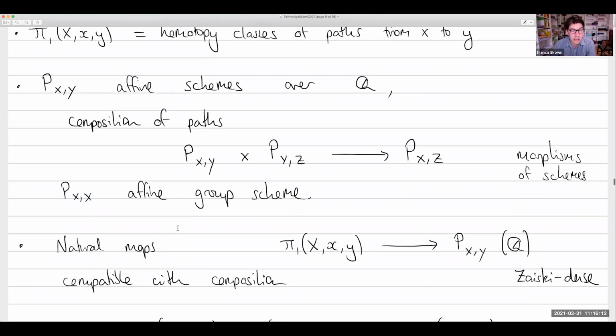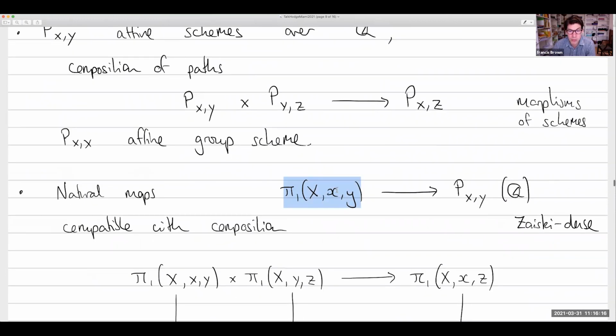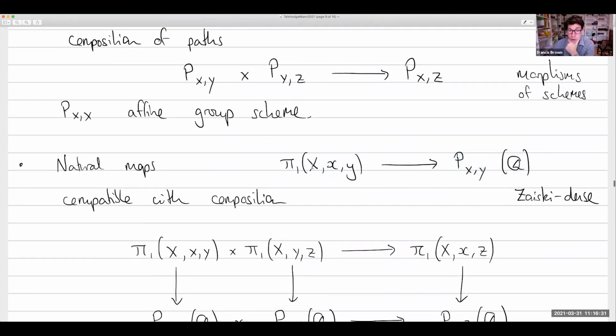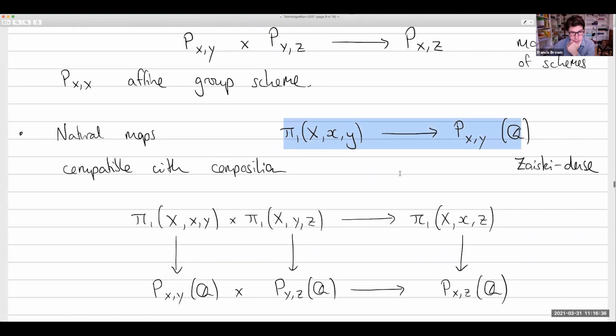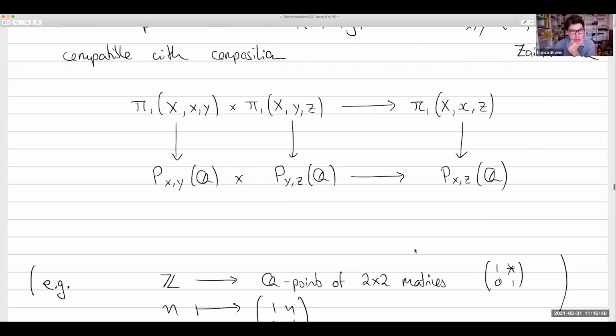So how is it related to the fundamental groupoid? Well, there are natural maps from homotopy classes of paths into the rational points of these schemes, and they are Zariski dense. So think of P_{x,y} as some sort of algebraic hull of the classical fundamental group or groupoid. Of course, this map can have a kernel. That happens a lot. And these maps are compatible with compositions of paths.